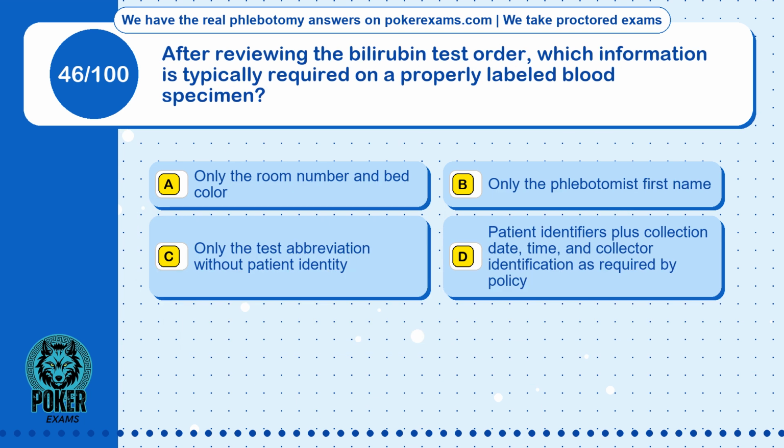Question 46. After reviewing the bilirubin test order, which information is typically required on a properly labeled blood specimen? Option A. Only the room number and bed color. Option B. Only the phlebotomist first name. Option C. Only the test abbreviation without patient identity. Option D. Patient identifiers plus collection date, time, and collector identification as required by policy.